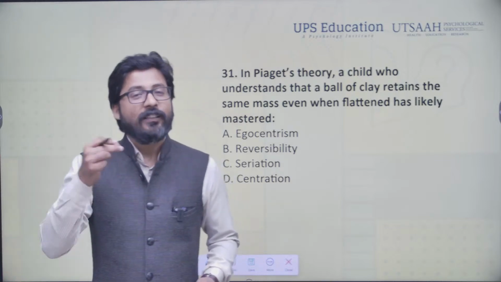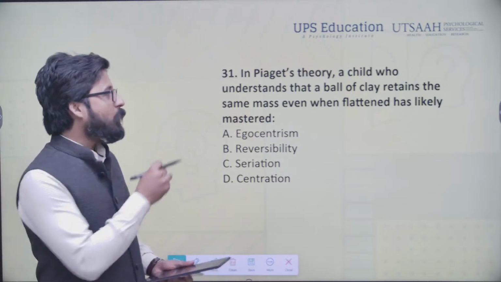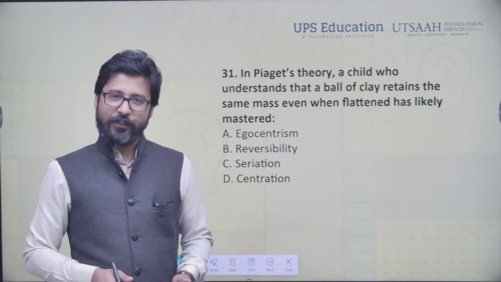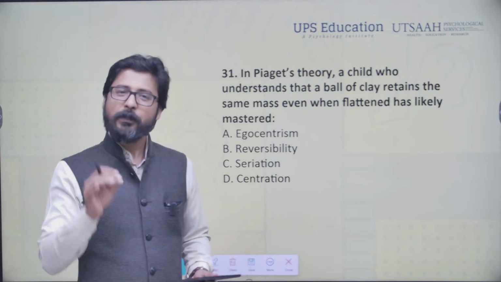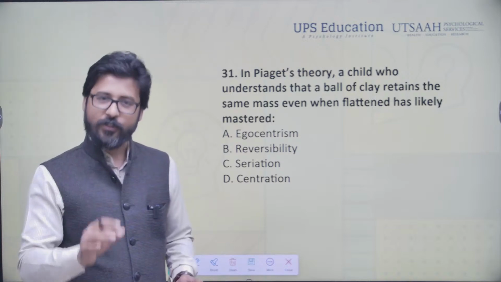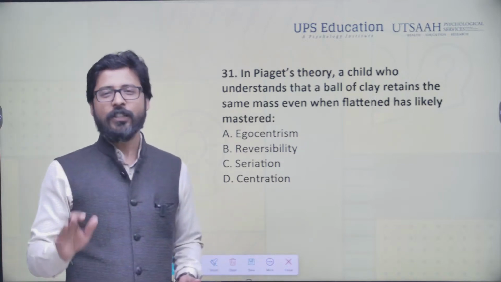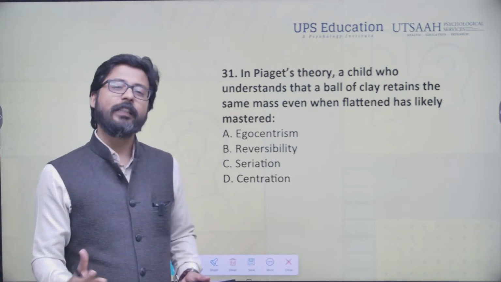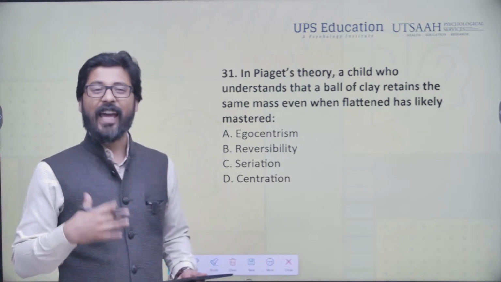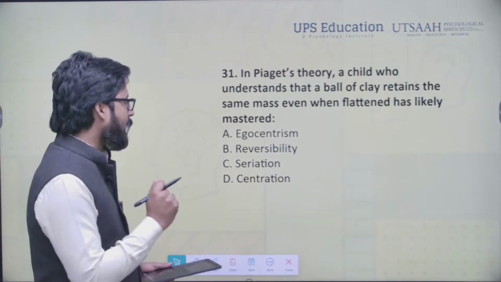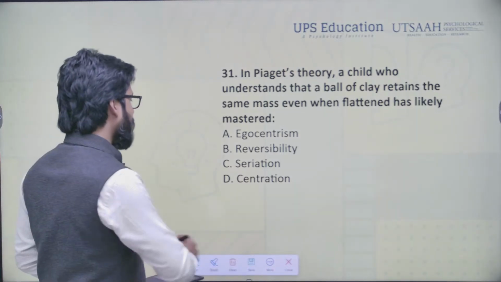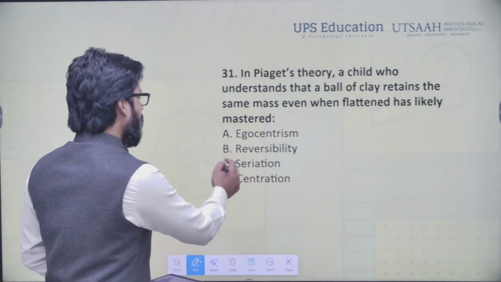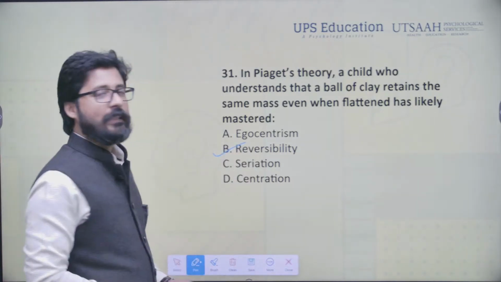And when they understand it, according to Piaget's theory, the concept develops in the concrete operational stage. So in the concrete operational stage, the child will develop the ability to understand reversibility. Before that stage, they cannot understand reversibility. So here you can see the correct answer is B, reversibility. We can say B is the right answer.